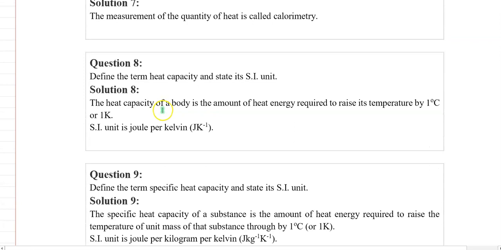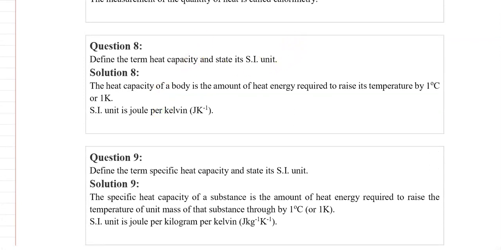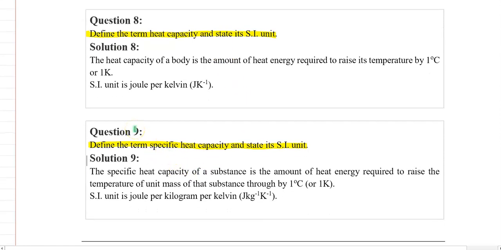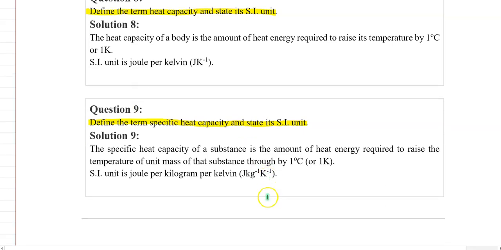The next question is to define the term heat capacity and state its SI unit, and then specific heat capacity and its SI unit. Heat capacity is the amount of heat required to raise the temperature by 1 degree C, or 1 Kelvin. We know a 1 degree centigrade change equals a 1 Kelvin change. Heat capacity depends on mass: for large mass, large heat capacity. But specific heat capacity is independent of mass, that means it is per unit mass: the amount of heat required to increase the temperature by 1 degree C per unit mass.